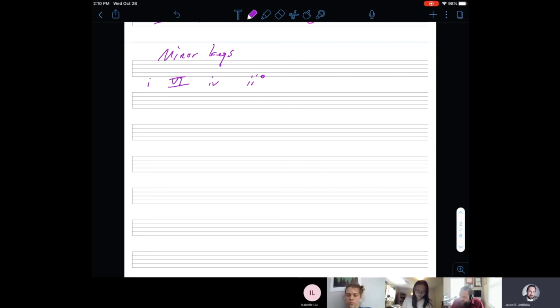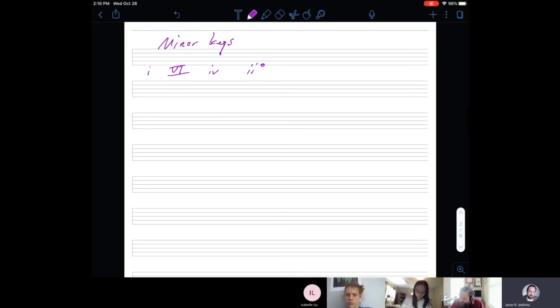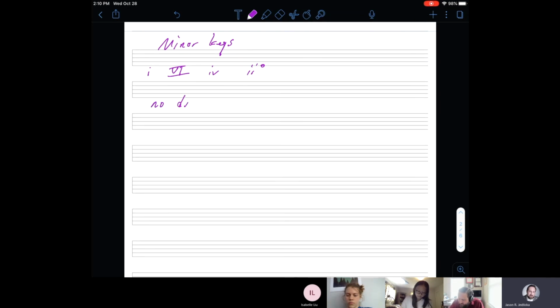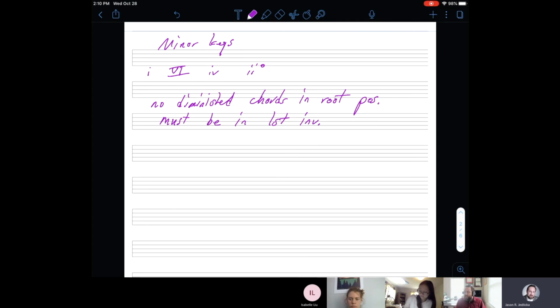Because we don't want a diminished chord in root position. The 2 diminished must be in first inversion. And it's the same type of deal with 7 diminished. We always have it in first inversion, except when we get to sequences, but we're not going to learn those this semester. So, very, very important there.